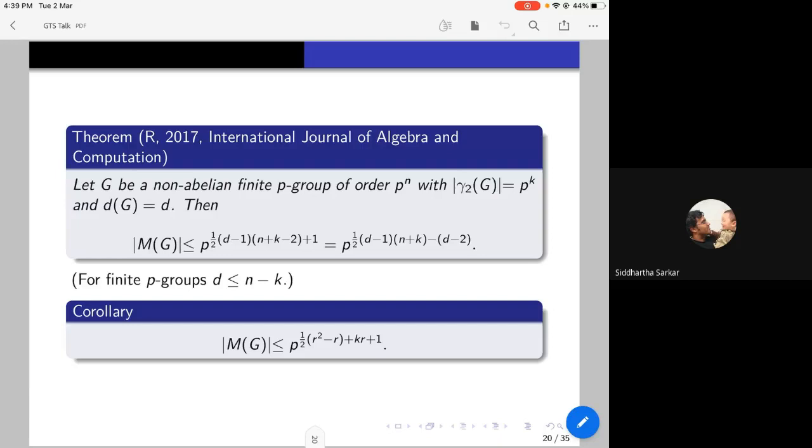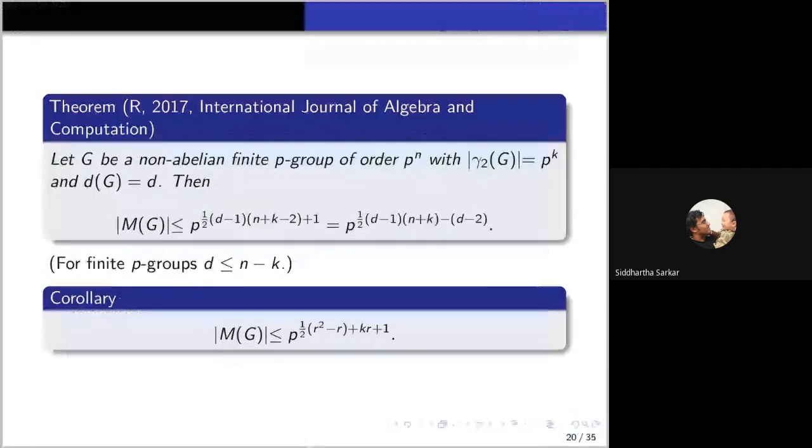Some improvement, not improvement, again a refinement. Let G be a non-abelian finite p-group of order p to the power n with |gamma_2(G)| equals p to the power k and d(G) equals d. Then |M(G)| is less than or equal to p to the power half d minus 1 into (n plus k minus 2) plus 1. I'm sorry if I am boring you with so many bounds, but it's this way only.